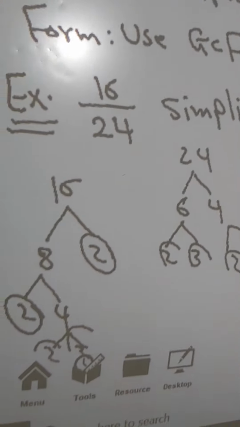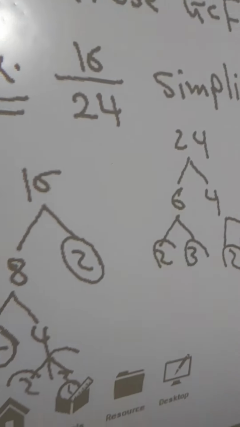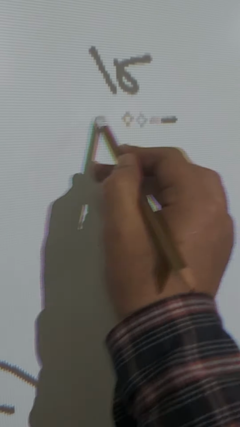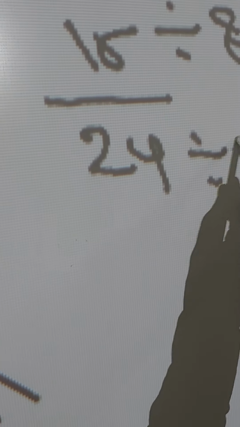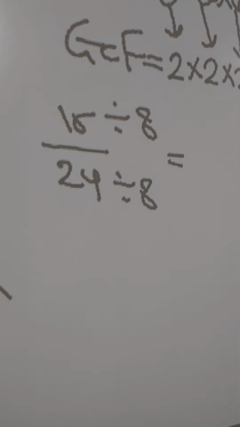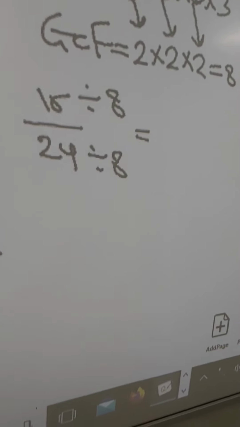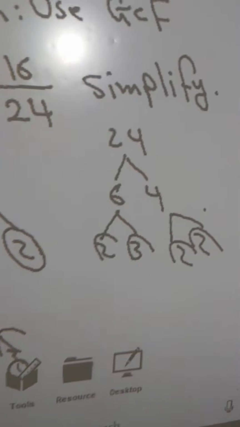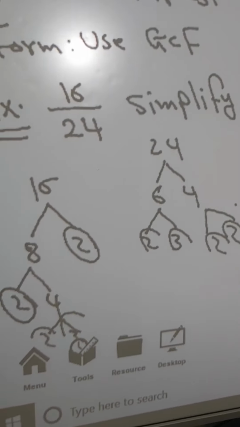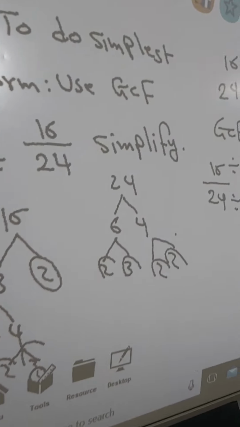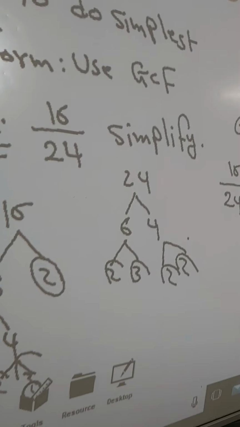Now, after we find the GCF, to simplify this fraction, we divide by the GCF directly. So it will be 16 over 24. We divide up and down by the GCF, which is 8, so 16 divided by 8 is 2 over 3. 2 over 3 is the simplest form of the fraction 16 over 24. So, to do simplest form, we use the GCF directly.